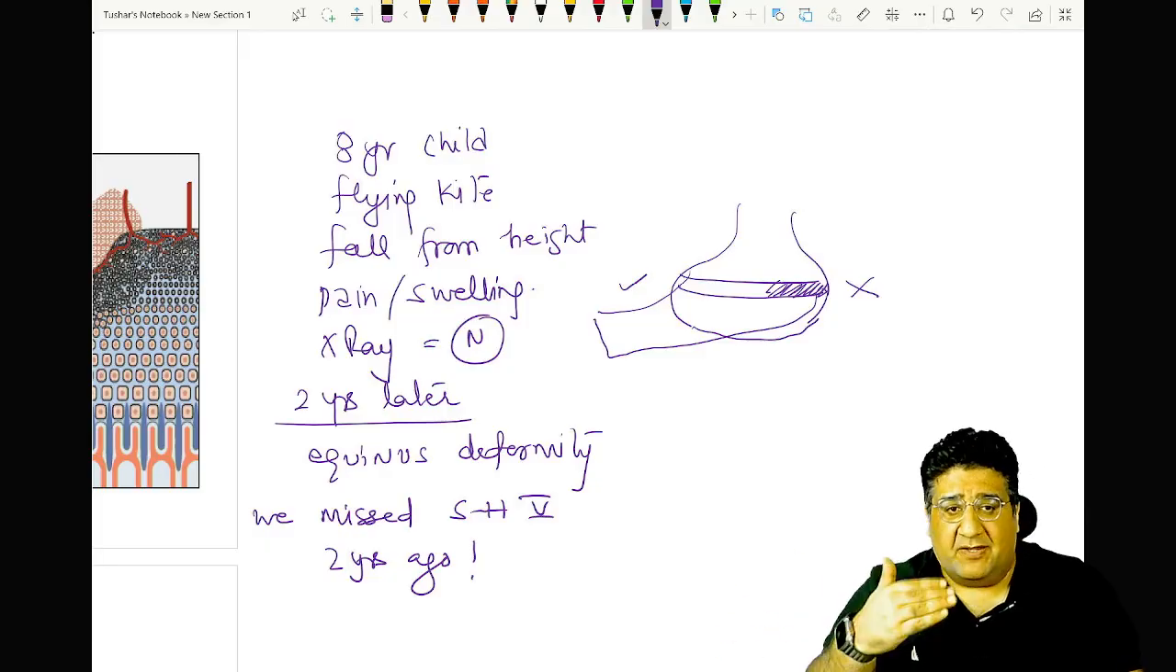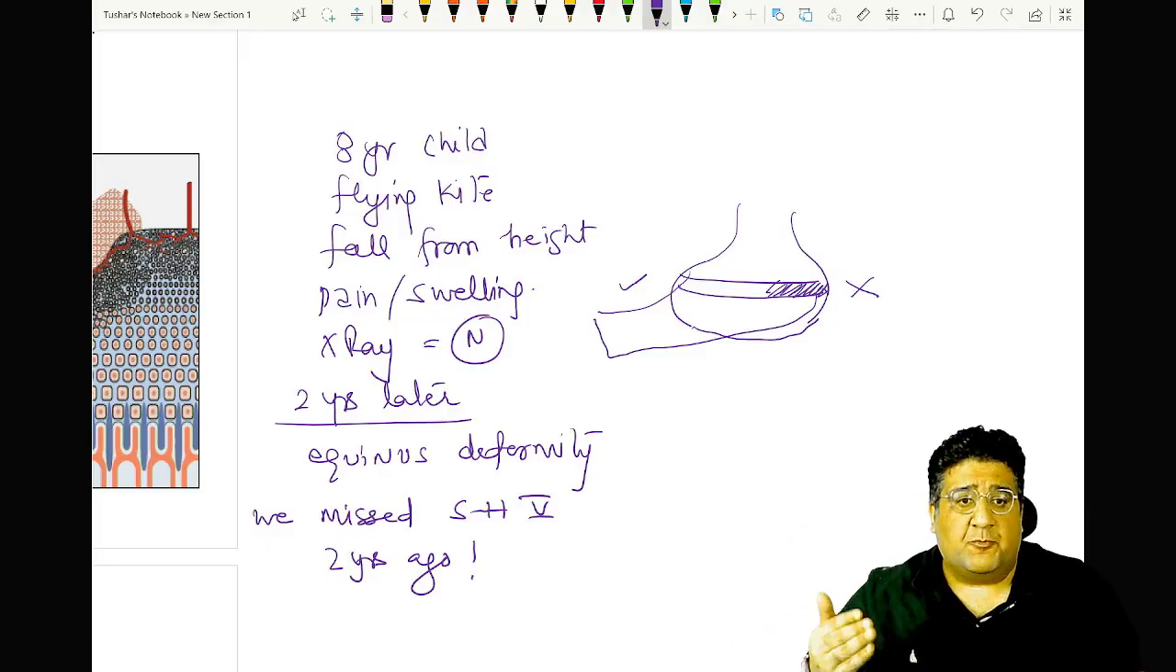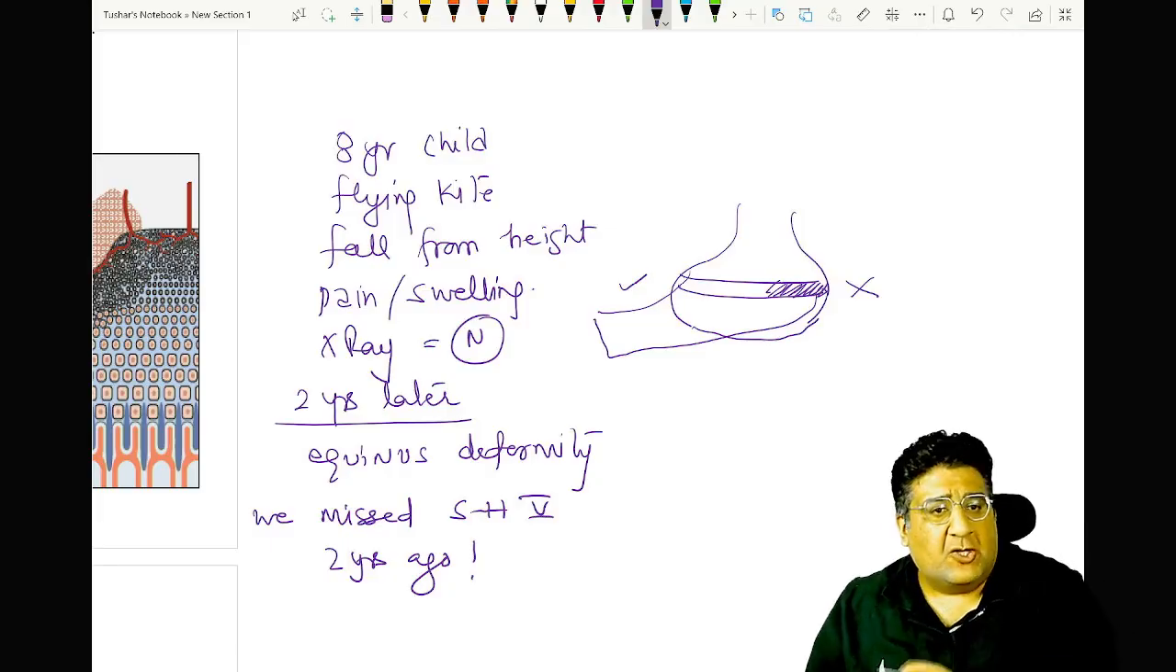Nobody bothered about it, and MRI was not done. So what should have been done at that point of time? MRI. So this is a very common question.